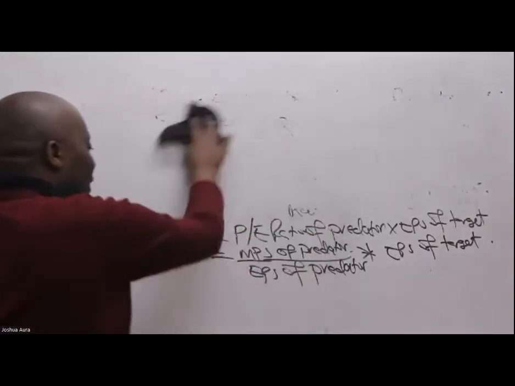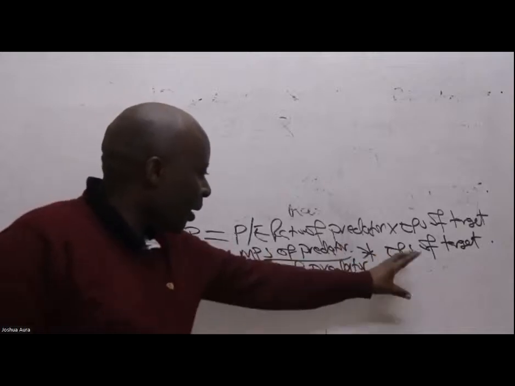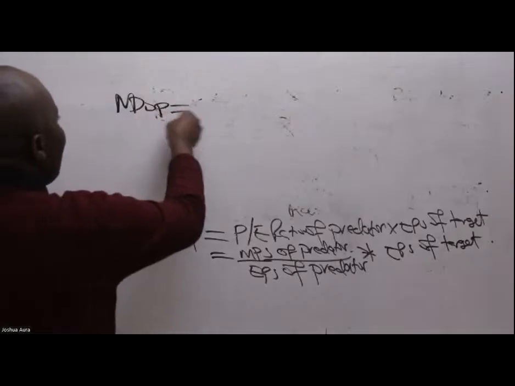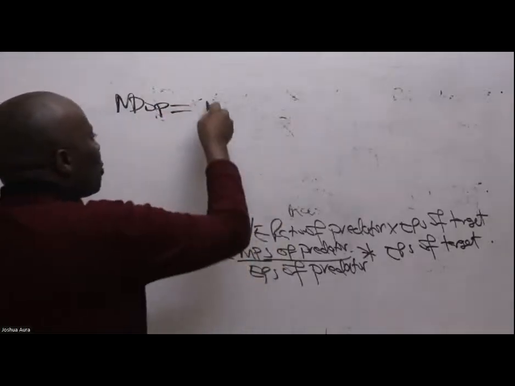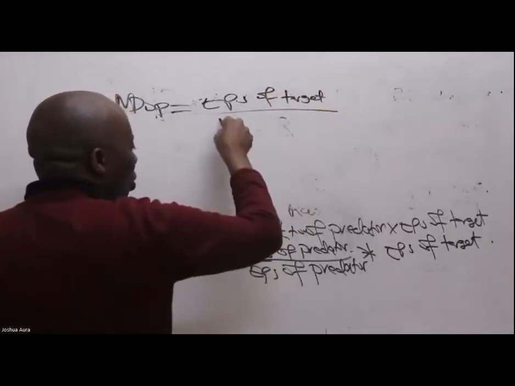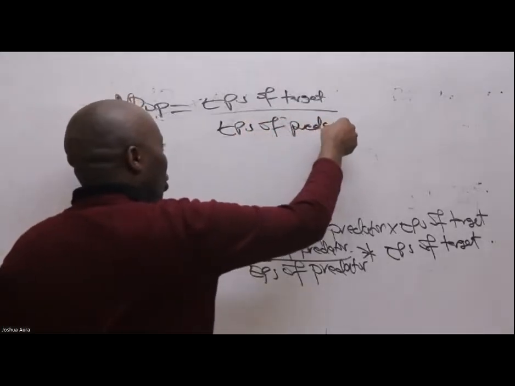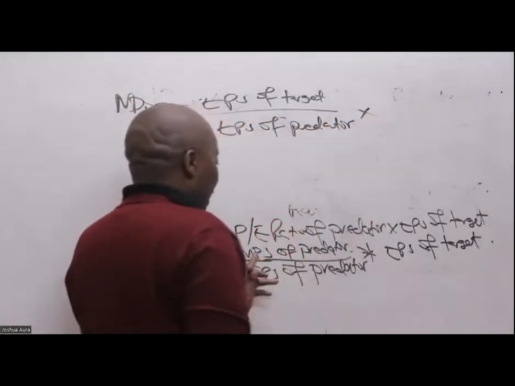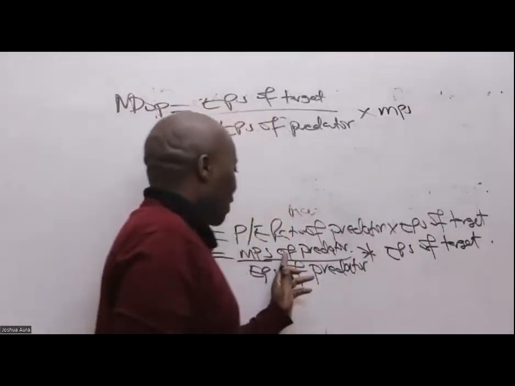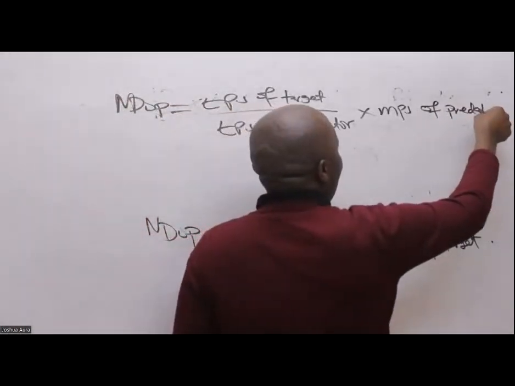Now, ladies and gentlemen, please listen. I want to swap them. So to swap them, this is what we have. I'm swapping positions, so then I will talk of EPS of target company all over EPS of predator. And then I can take MPS onto the other side, multiplied by MPS of predator.